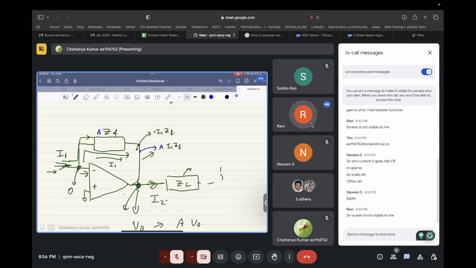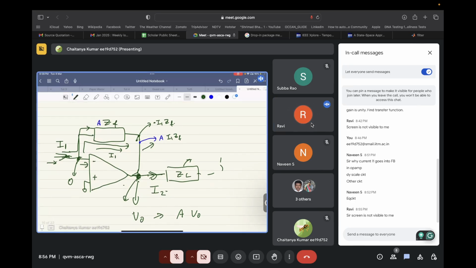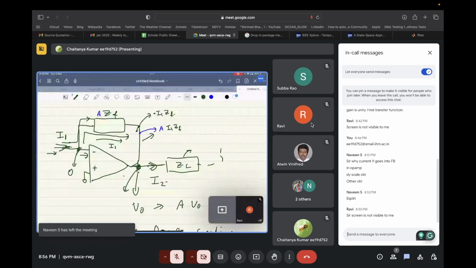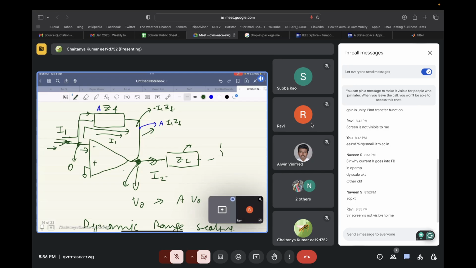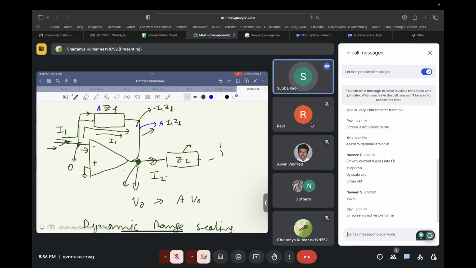Naveen, can you hear me? Screen is not visible to me, sir. I think my screen is visible. The screen is not sharing to me. Can anyone confirm? I think I have shared my screen. Ravi, can you read? Can anyone confirm my screen is visible? Sir, screen is visible, sir. Okay. Yeah.